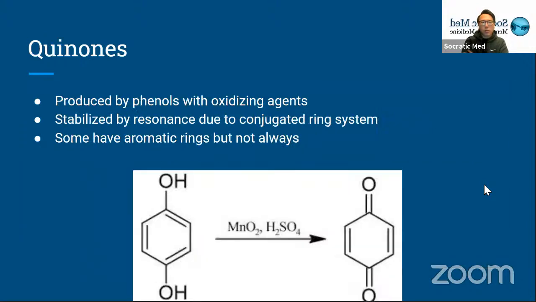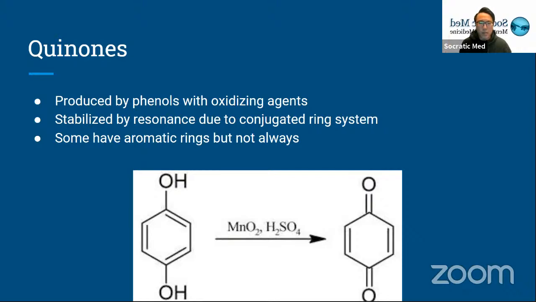And so one reaction involving phenols: when you oxidize a phenol with oxidizing agents, it forms a group known as a quinone. And this quinone is stabilized by resonance due to the conjugated ring system. Some, after oxidation, still have aromatic rings, but not always.